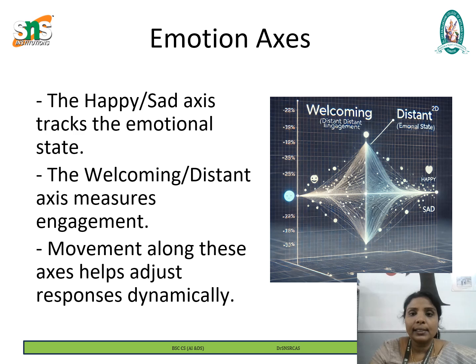The happy-sad axis tracks emotional state. This axis represents the overall emotional state of the human. A person who expresses joy, enthusiasm, or positive feedback moves towards the happy side of the scale. Conversely, someone who appears frustrated, unresponsive, or negative moves towards the sad side. By monitoring this axis, the robot can determine whether the human is in a positive or negative emotional state and tailor its responses accordingly. For example, if the human is sad, the robot may use supportive and comforting language to uplift the mood.